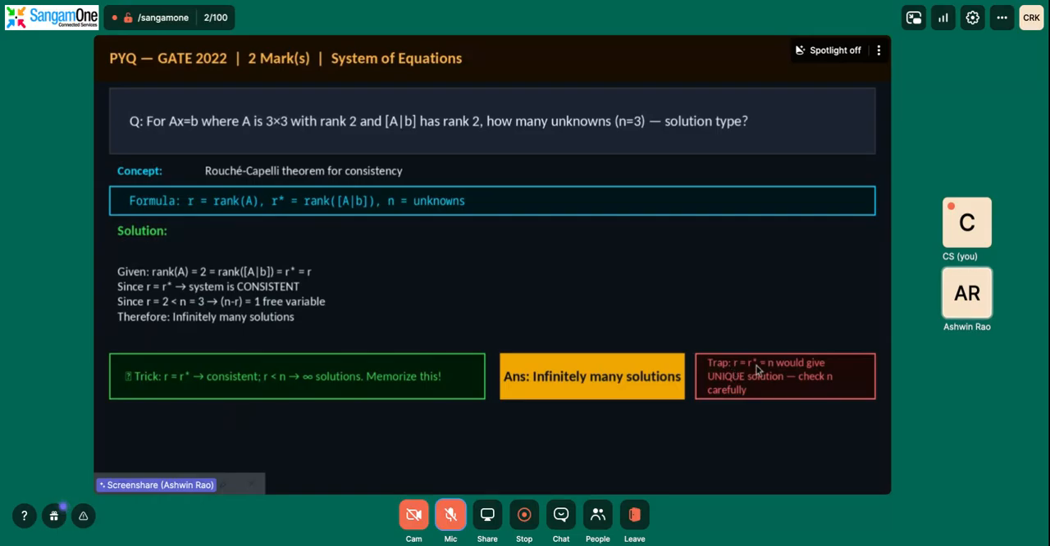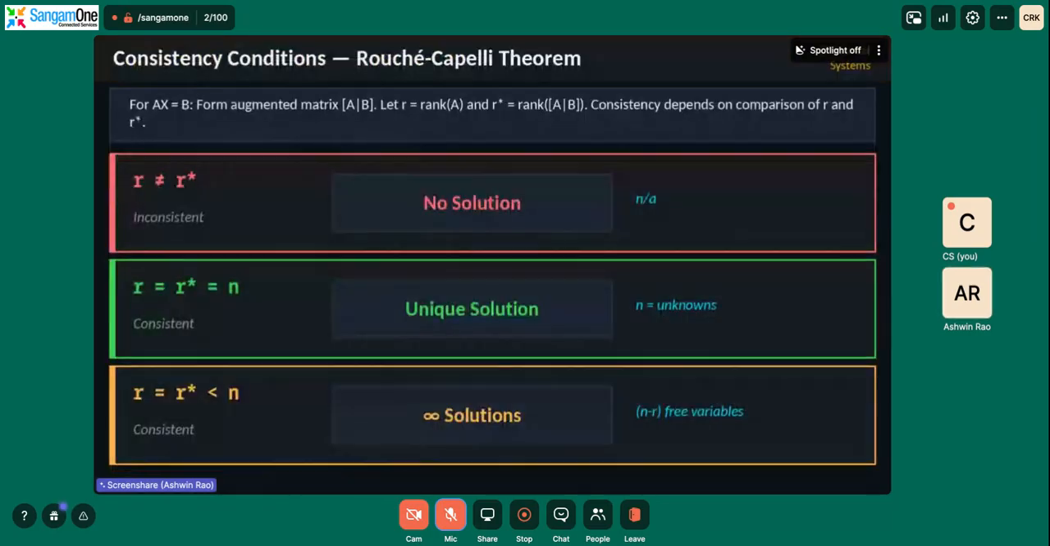The common mistake is that R equal to R star does not always give a unique solution; it does only when it equals n. Please check this n carefully. The trick is, please memorize these conditions.